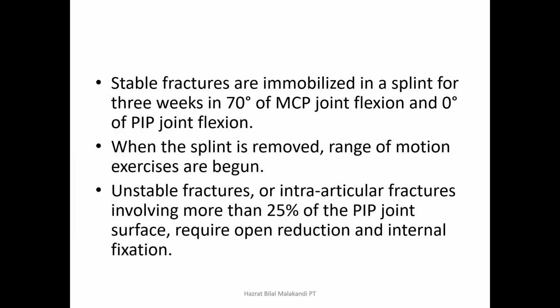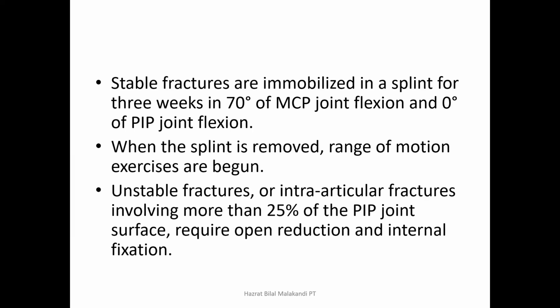If the fracture is stable, it can be treated by immobilization through a splint in the intrinsic plus position, where the MCP is flexed at 70 degrees and the PIP joint is at 0 degrees of flexion, that is, straight. So we just discussed the intrinsic plus position. When the splint is removed, range of motion exercises should be started.